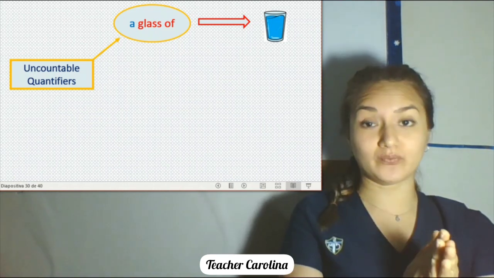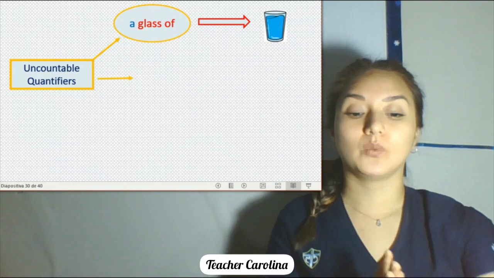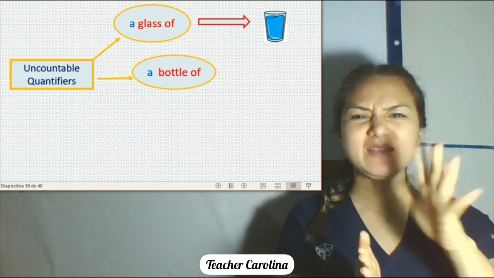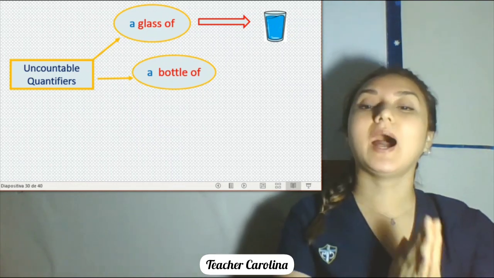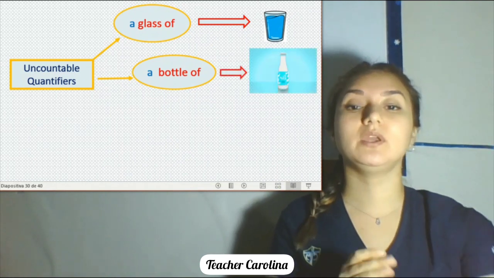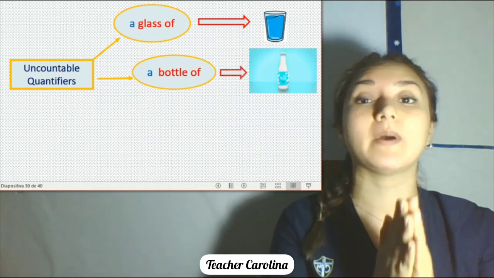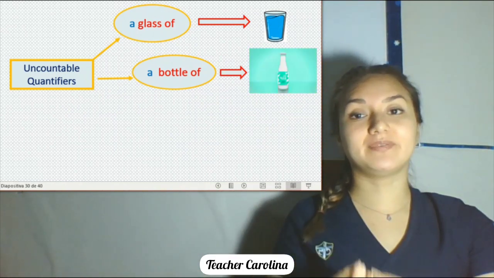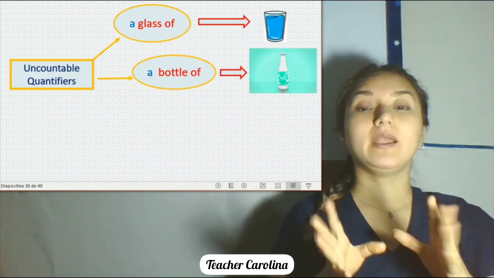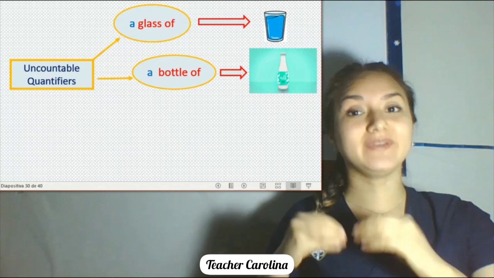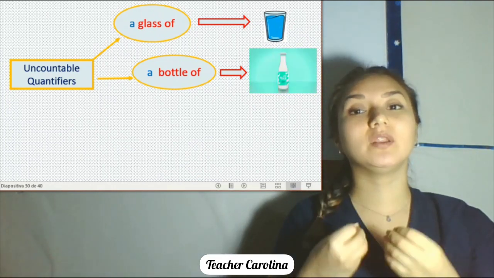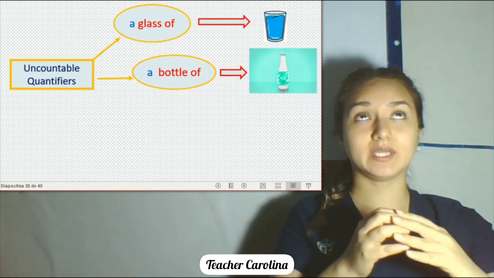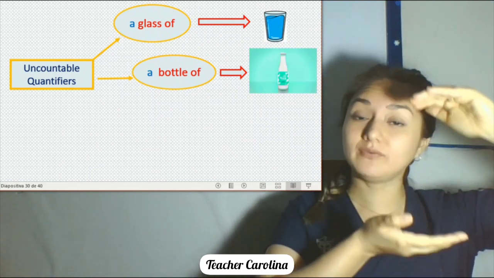A glass of. Now, we have in here a bottle of. Remember, a bottle of is similar to Spanish, bottle, right? A bottle of. And we have in here an example that is a bottle of milk. You can say also a bottle of water. Another example, a bottle of Inca Cola, right? A bottle of soda. A bottle of juice.